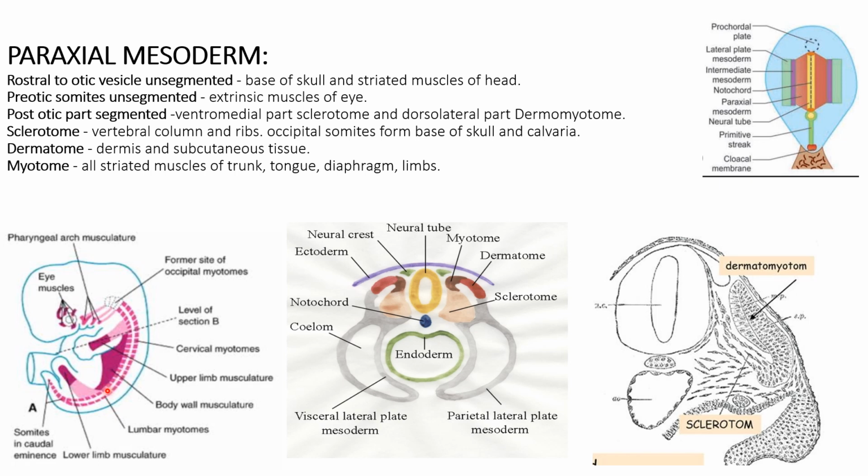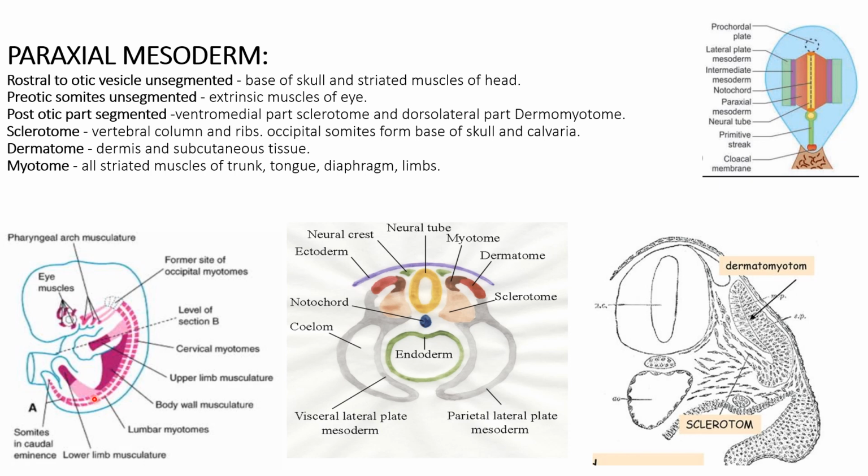Transverse clefts appear in the mesenchyme and they divide the somites into cubical blocks known as somatomeres, or metameres. In all there are 44 pairs of somatomeres or post-otic somites. These 44 pairs of somites are divided into 8 cervical, 12 thoracic, 5 lumbar, 5 sacral, and 8 to 10 coccygeal somites. And these somites will appear at the 4th week of intrauterine life.